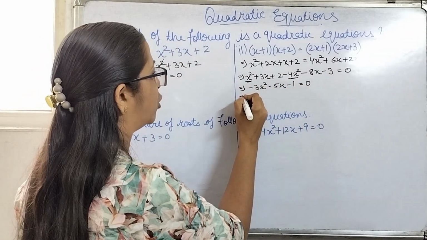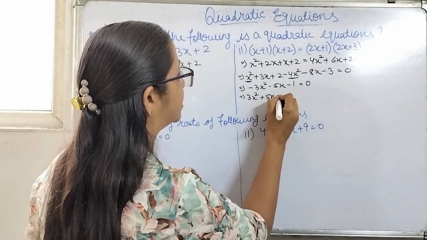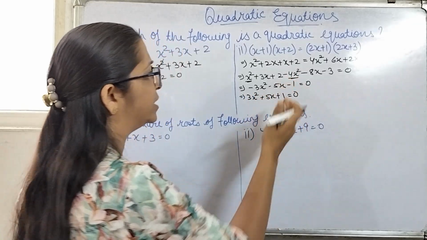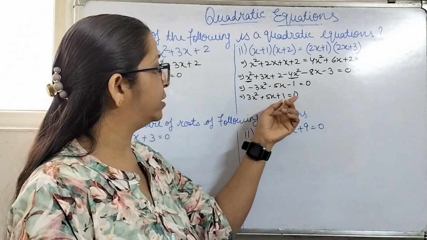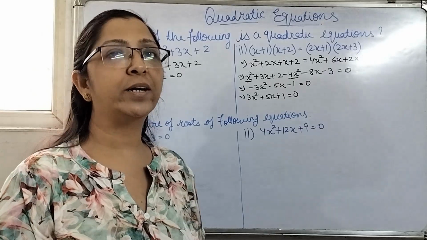We can take minus common also. So it could even be written as 3x square plus 5x plus 1 equivalent to 0. Both mean the same. Now we can see over here the degree of this equation is 2. That means it is a quadratic equation.